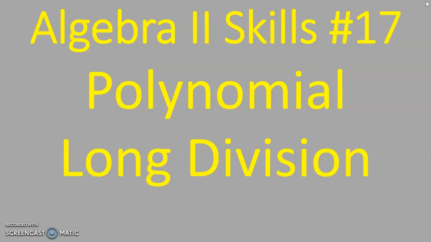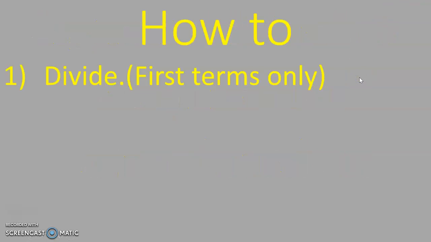All right, Algebra 2 skills number 17, polynomial long division. So how do we do long division here? Four-step process. First, you're going to divide first terms only.